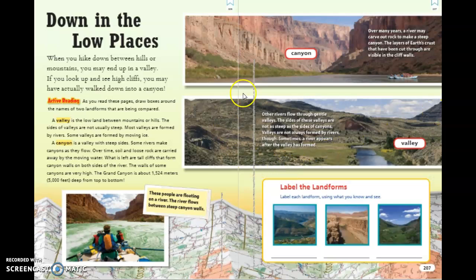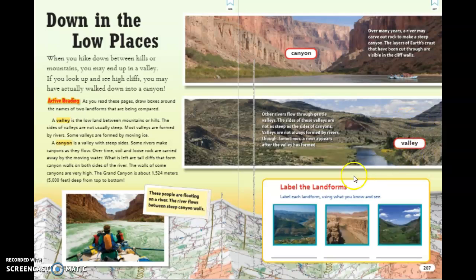The second picture is a picture of the valley. Other rivers flow through gentle valleys. The sides of these valleys are not as steep as the sides of canyons. Valleys are not always formed by rivers, though. Sometimes a river appears after the valley has formed.